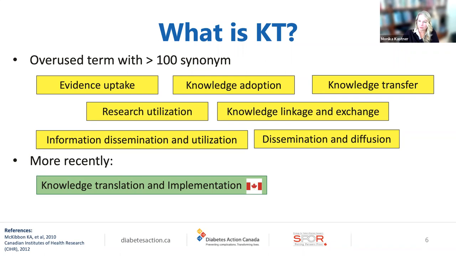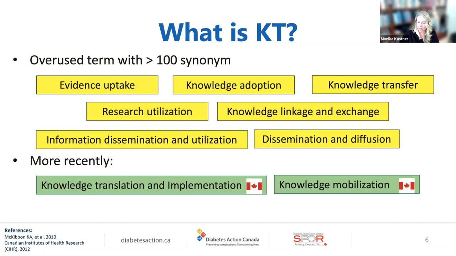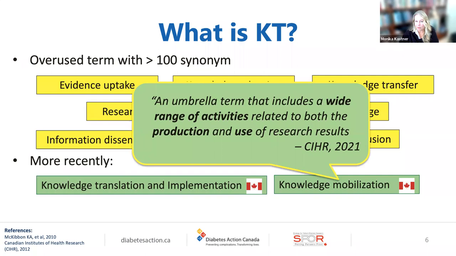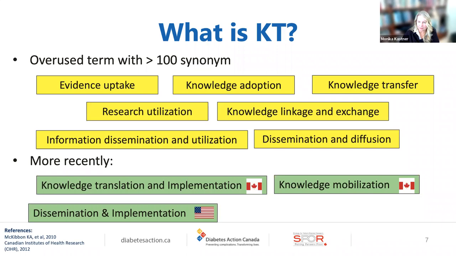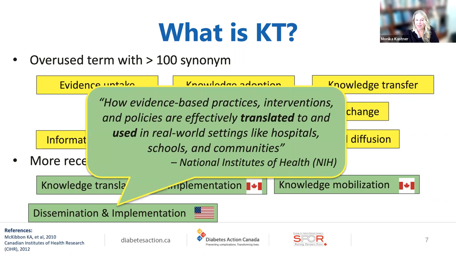Knowledge mobilization, in fact, has been the term that's being more used now by CIHR. And it's really an umbrella term that includes a wide range of activities related to both the production as well as the use of research results. Another term that's commonly used in the United States is dissemination and implementation. And this is referred to as evidence-based practices, interventions, and policies which are effectively translated to and used in real-world settings similar to hospitals, other organizations, schools, and communities. And this is a definition that came from the National Institutes of Health in the US.